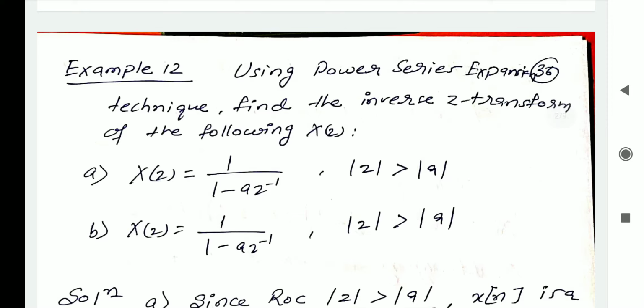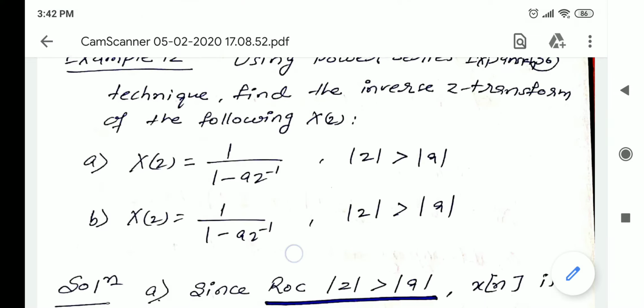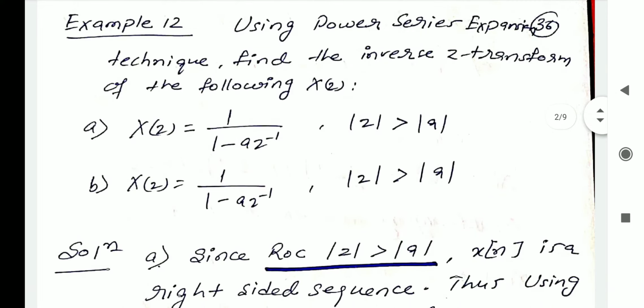Using the power series expansion technique, we will be solving these X of z given to us. Now for the first case, X of z is 1 by 1 minus a z to the power minus 1, where the ROC is mod of z greater than mod of a.